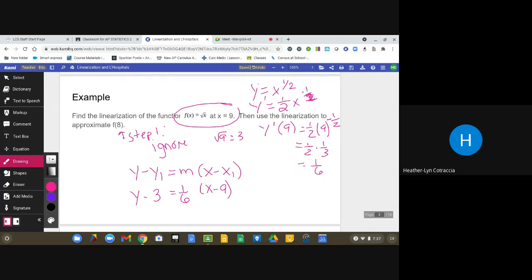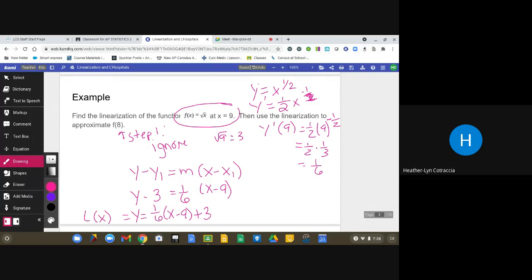Okay, now we've done nothing new at this point. At this point, everything is old. We used the derivative to find the equation of the tangent line. The last thing that I want to do is just solve this for y. So y equals 1/6 x minus 9 plus 3. Okay, now you should also note that this can often be denoted by L of x because that's the linearization.